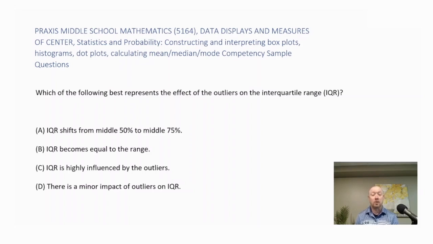All right, so the interquartile range represents the middle 50% of the data. It's the third quartile minus the first quartile. The outliers are on the ends, so they're the extreme values on the high end and the low end of the data. They're not going to affect that middle 50% of the data. So the correct answer here is D. There's a minor impact of outliers on IQR.